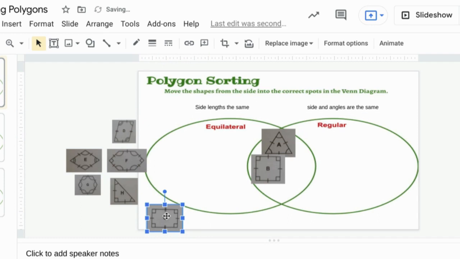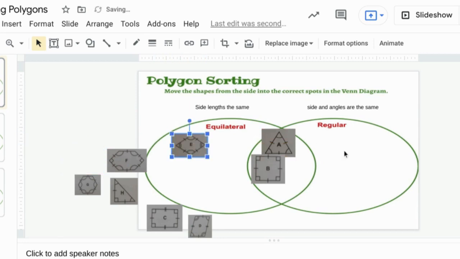So it's outside. D, it's not equilateral. So you have two different lengths of sides. So it can't be regular. E, our side lengths are the same. So it is equilateral. We have two different angles. So it's not regular. So it's in equilateral, but not regular. F as well. Our side lengths are all the same, but we have different angles. So it's equilateral, but not regular.